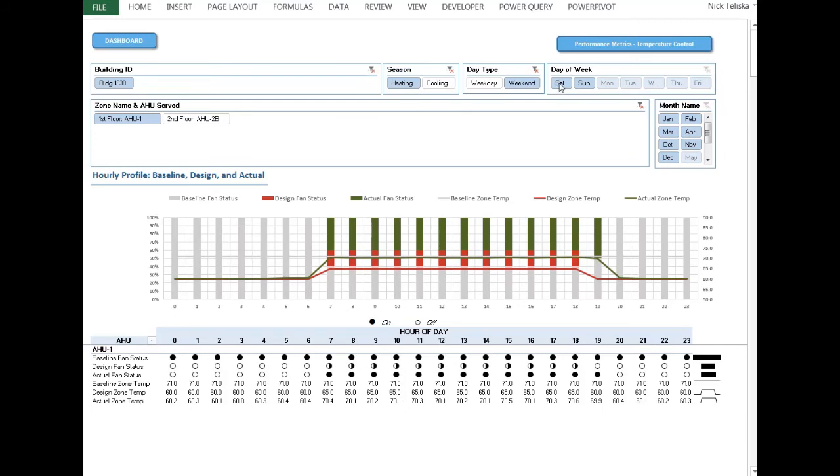So let's take a look into this weekend profile. And for Saturday, we can see that there were no planned hours for this day, and we can see this from a lack of the red design columns in the chart, as well as the circles in our data table. Now let's take a look at Sunday, and we see now that there were planned hours for Sunday. Let's look at the weekday profile during the cooling period.